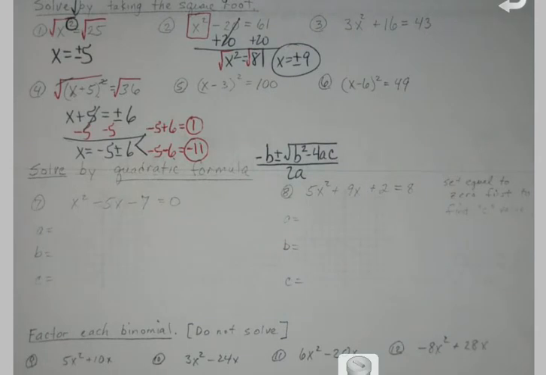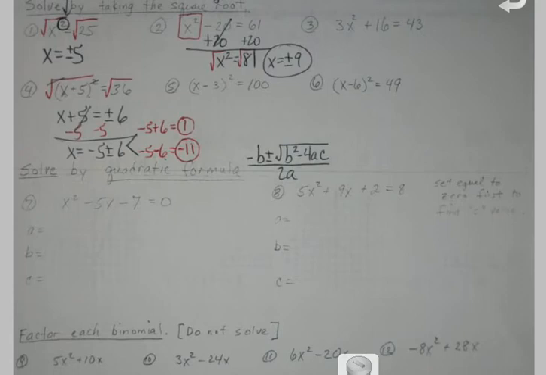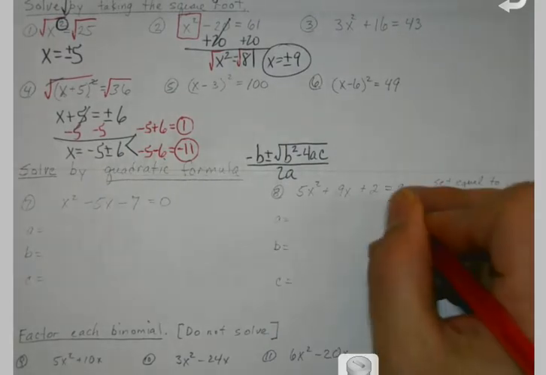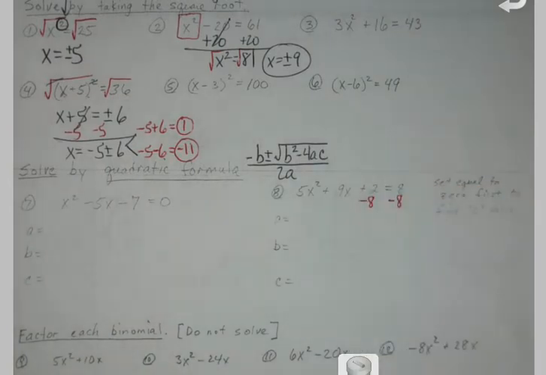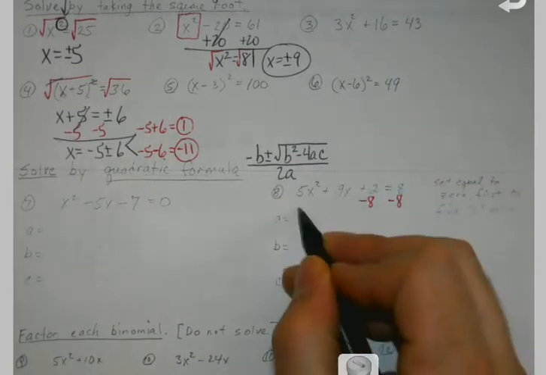And again, my a, b, and c are just the numbers in front of x squared, x, and then at the end. But I want to do number 8 with you here because it's a little strange. We made a little note over here on the side. It says set equal to 0 first to be able to find the c value. In other words, I need to get that 8 over here with everybody else. 8 wants to be part of the party going on the left side of the equation.